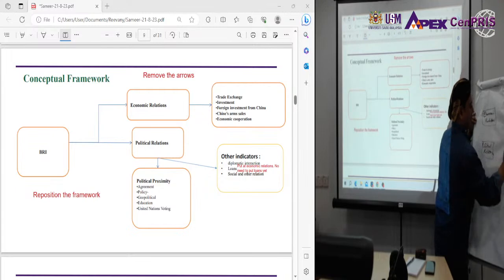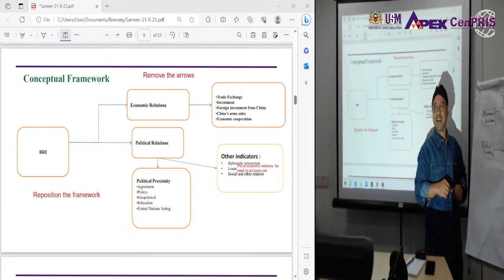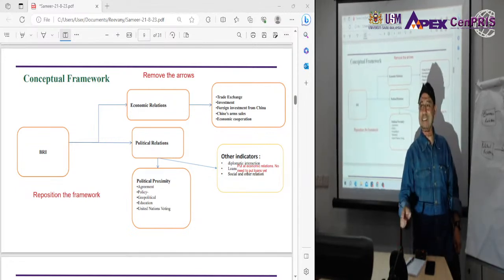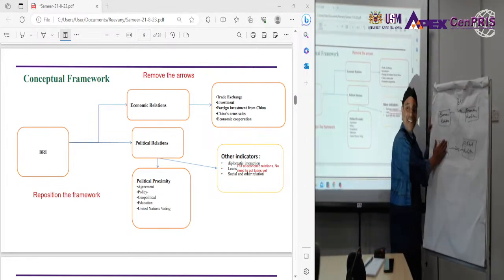Okay. This is BRI, 2013, right? So you want to know that after BRI, what happened to this? What happened to this, right? 2013. Am I right? For political proximity, where is political proximity? That's my question to you. Where is the political proximity? But this is the research, right?